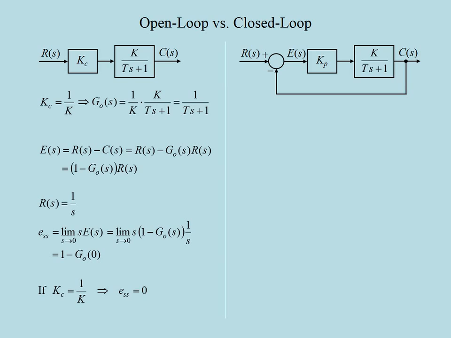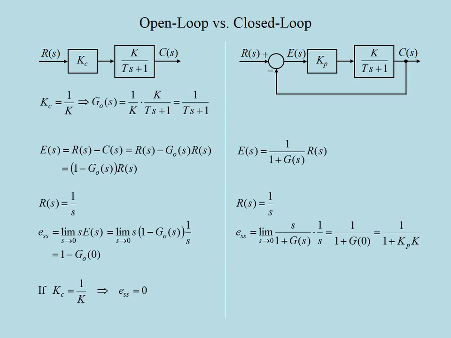What about the closed loop operation? Writing the error E of s as the sensitivity function multiplied by the reference input, the steady-state error to the unit step input can again be obtained using the final value theorem, which yields 1 over 1 plus G of 0, or equivalently 1 over 1 plus Kp times K. That means in closed loop operation, zero error cannot be achieved.